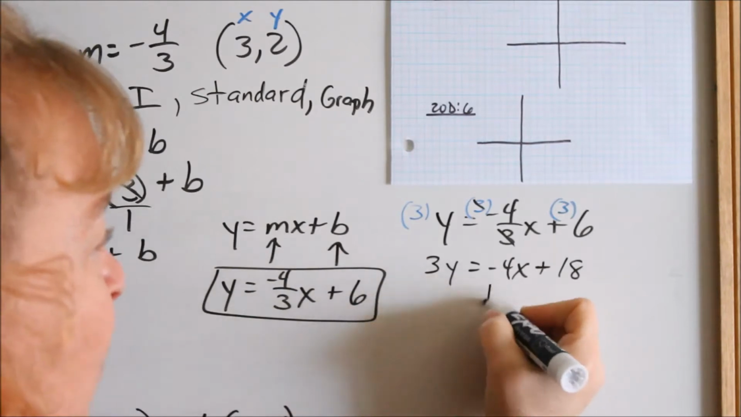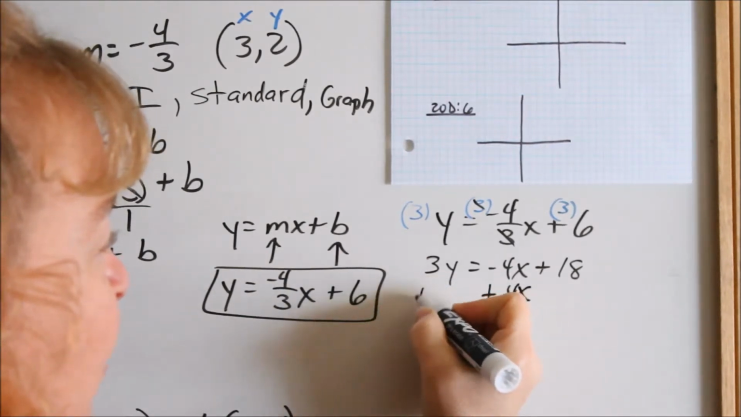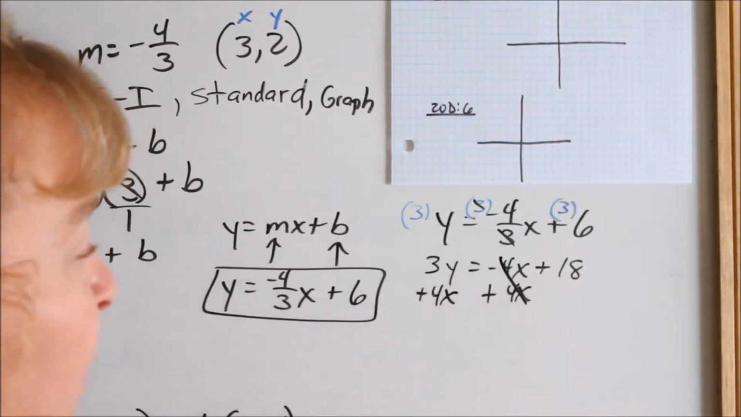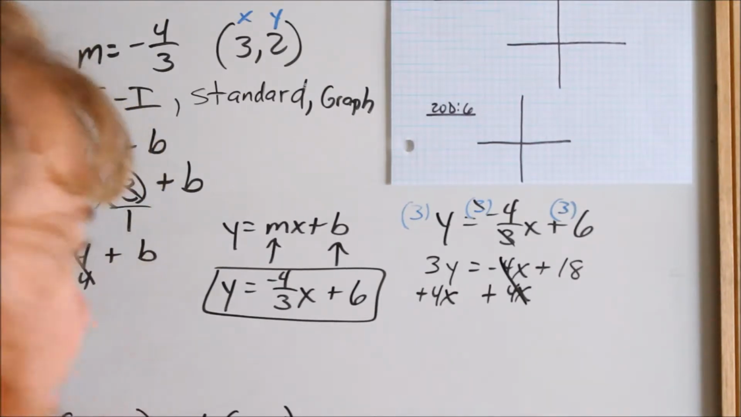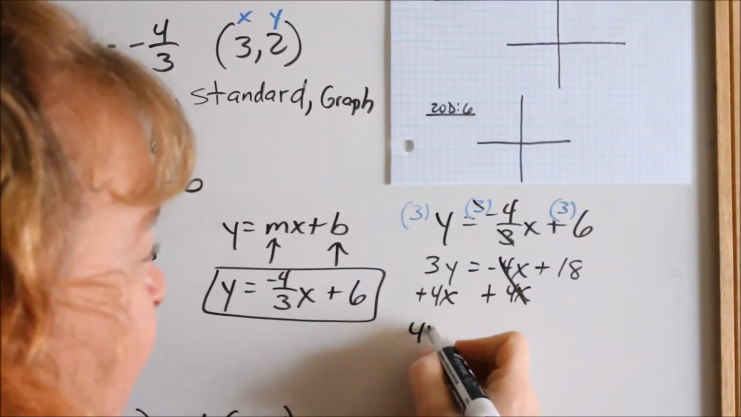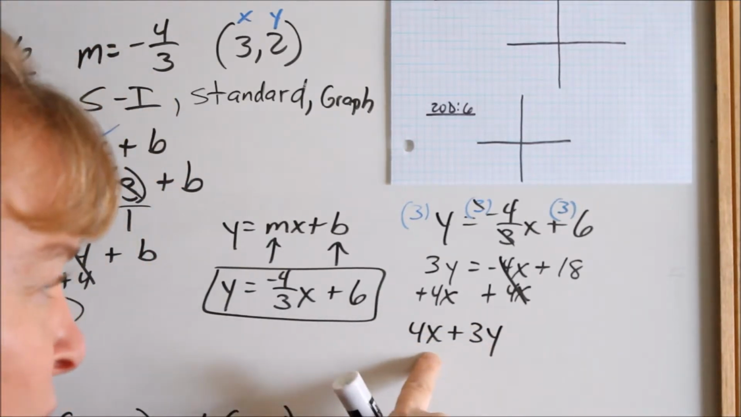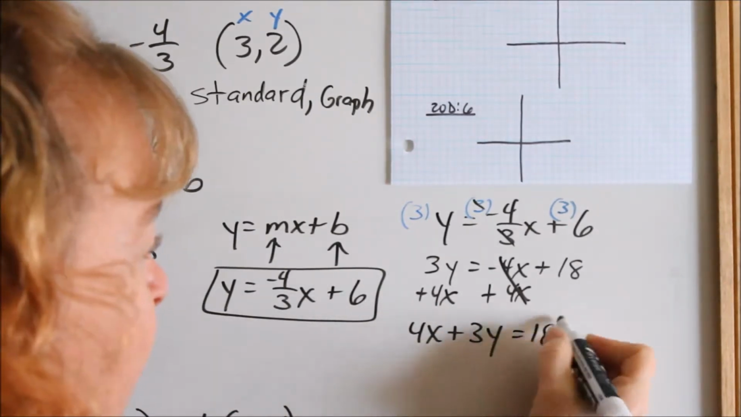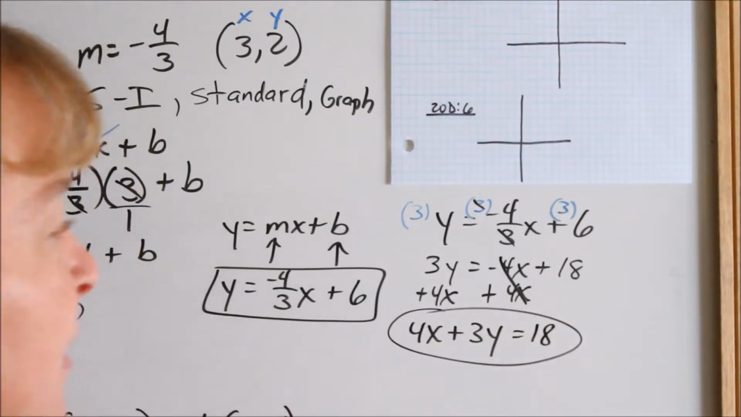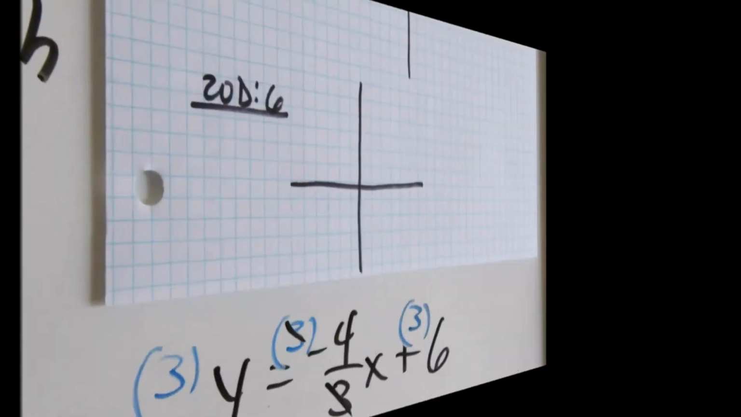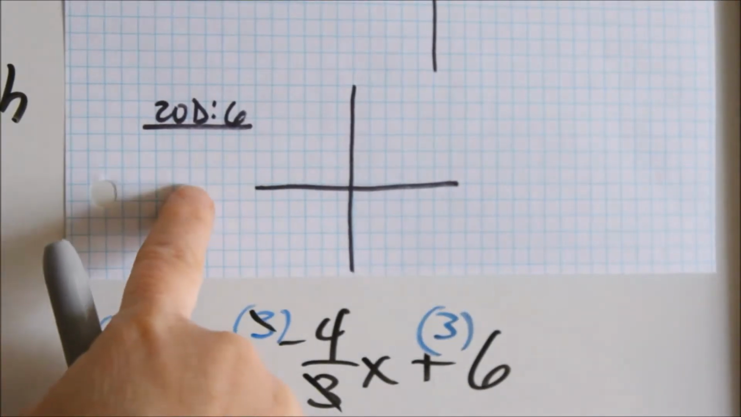Well, we want to get x's and y's on the same side, so we want to move our 4x over with our -4x over with our 3y. So you don't combine x's and y's, and in standard form, your x is generally written first. And so that would be our equation in standard form. Okay, so it asks us to graph the equation.